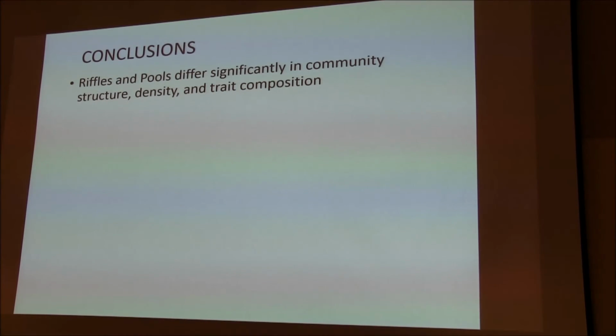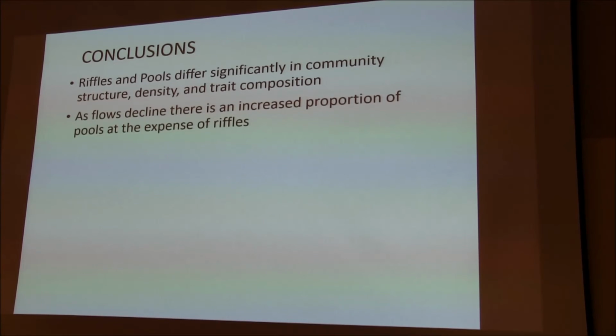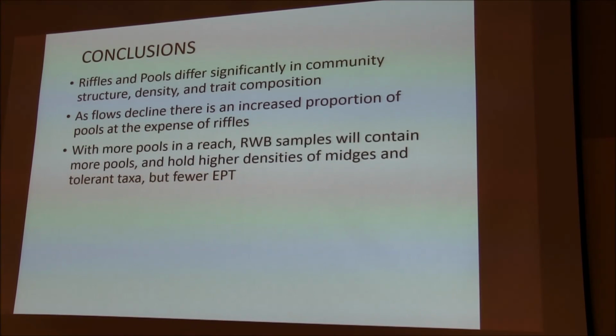So just to draw some conclusions from these observations in these two studies, we can see that riffles and pools differ significantly in community structure and trait structure and density. But we also see that as flows decline, there's an increased proportion of pools at the expense of riffles, and that's going to have an influence on the distribution of taxa coming from these different habitats that we're sampling along this regular series of sites that we sample with the reachwide benthos method.